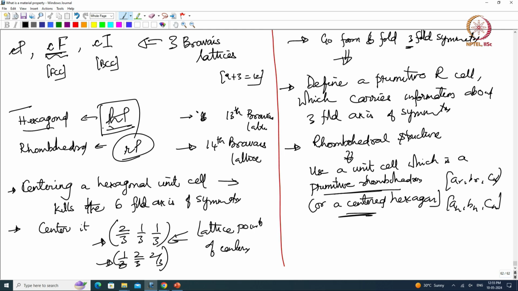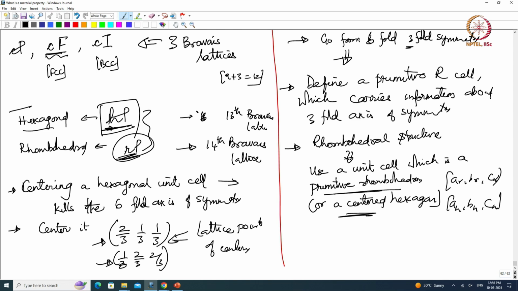So, fundamentally by centering a hexagon I always kill the 6-fold axis of symmetry. The only Bravais lattice I have with hexagon is a primitive lattice, right. But the only Bravais lattice I will have with rhombohedron with 3-fold symmetry is also a primitive rhombohedral Bravais lattice, if we follow the rules accurately. The simplest unit cell that has the least number of lattice points and represents the underlying symmetry is my Bravais lattice. If I follow that rule, then I should just have a rhombohedral primitive cell, right. So, that completes my 14 Bravais lattices.